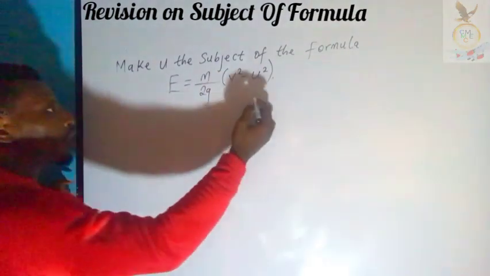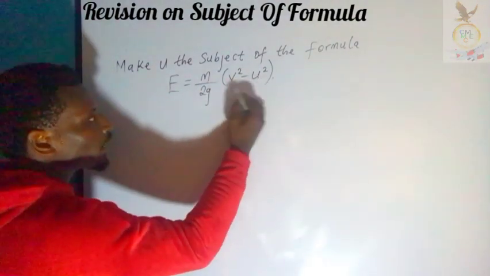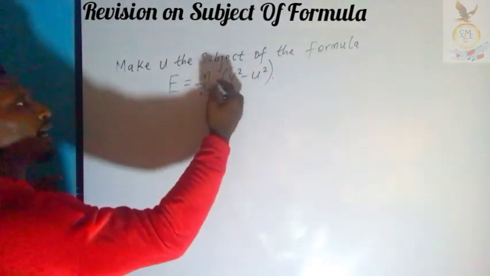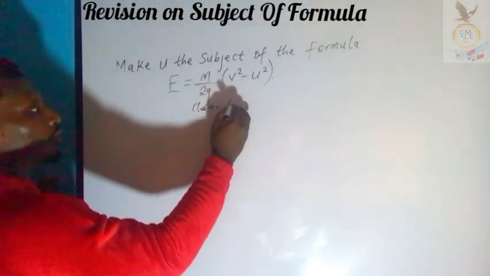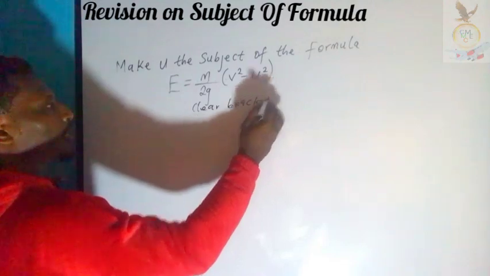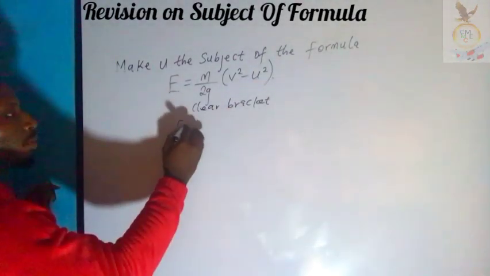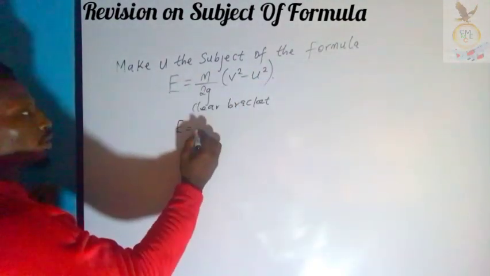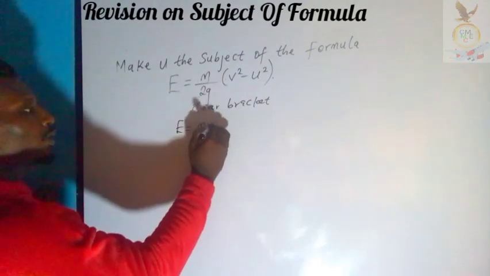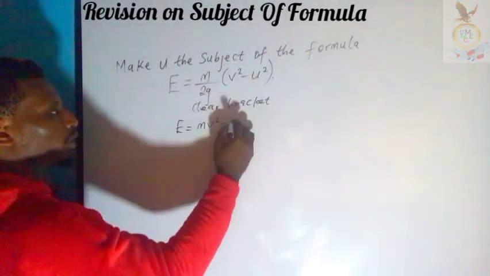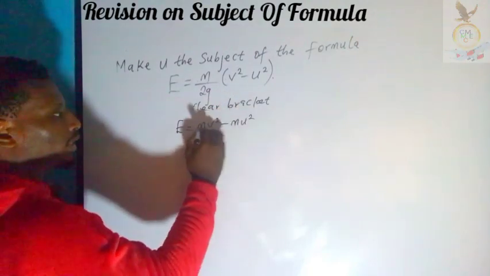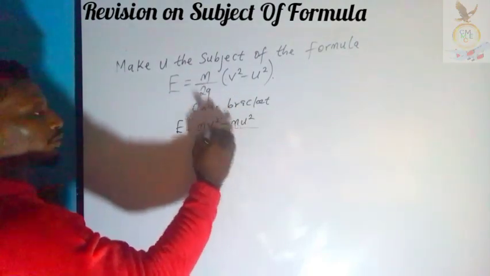Now to solve this question, we're going to open this bracket using the nearest letter. And the nearest letter to this bracket is letter m. So let's create the bracket. E is equals to plus, m times v squared will give us mv squared, plus minus will give us minus, m times u squared will give us mu squared, divided by 2g.